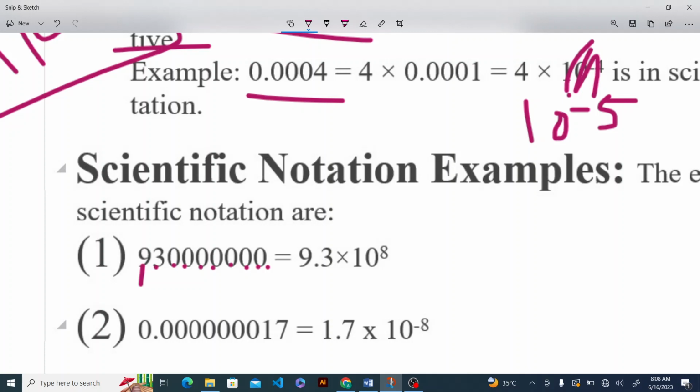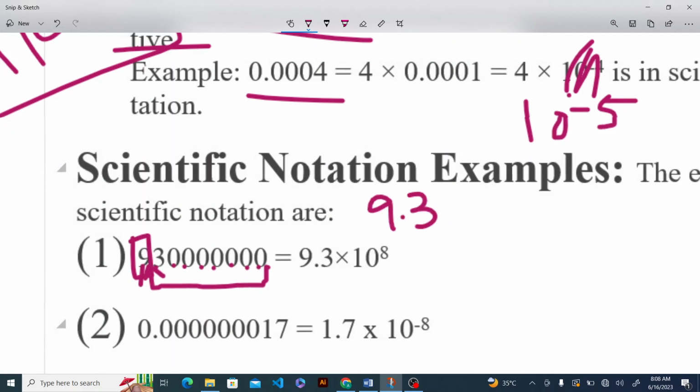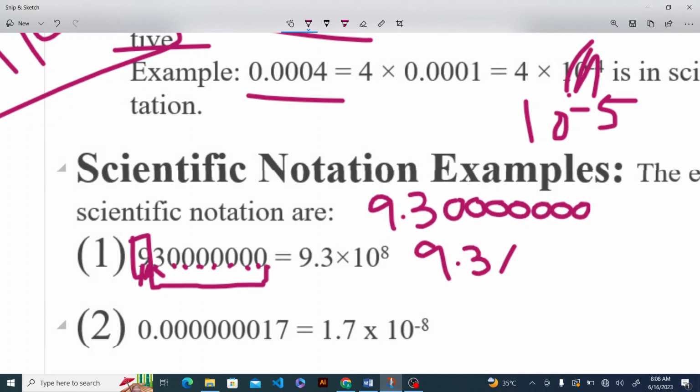So we are going to move this decimal point to this point after the one non-zero digit. So after 9, so 9.3, and how many zeros? 1 2 3 4 5 6 7. So what will be the scientific notation form for this number? 9.3 multiplied by 10 raised to power.